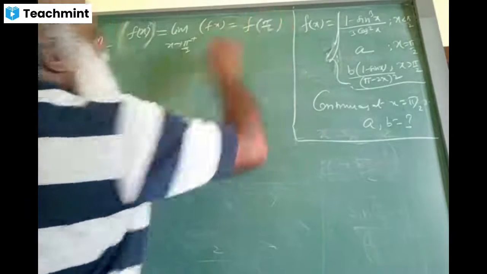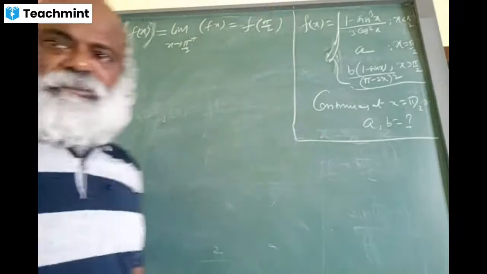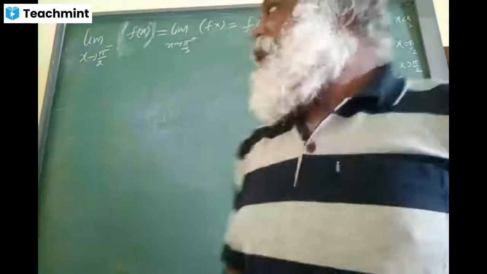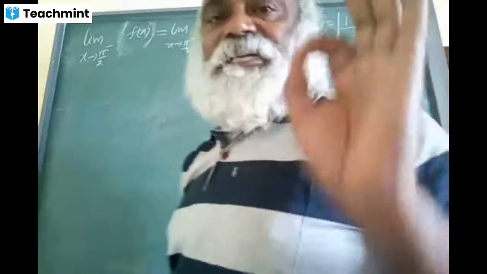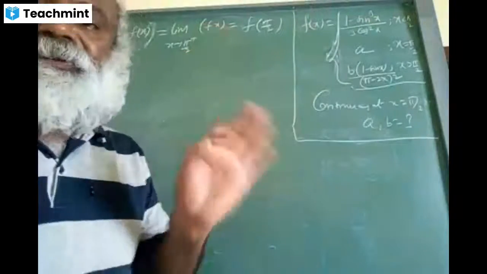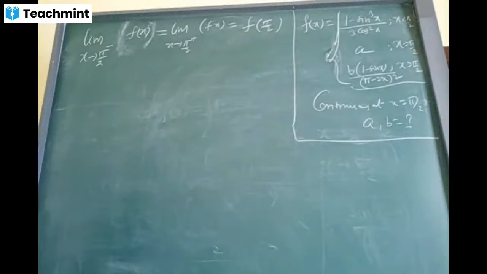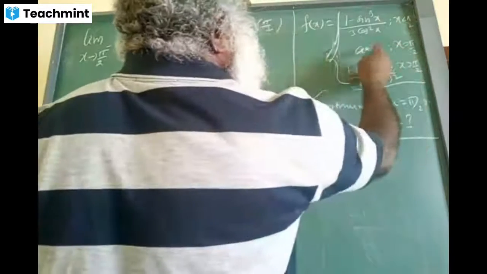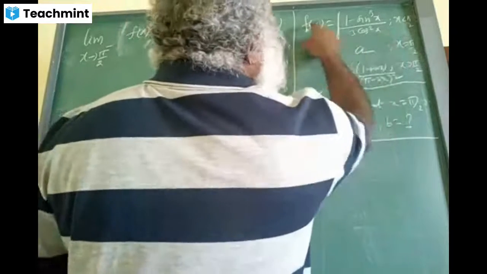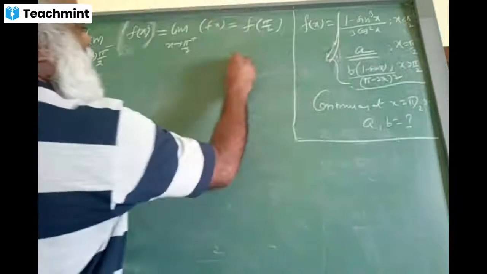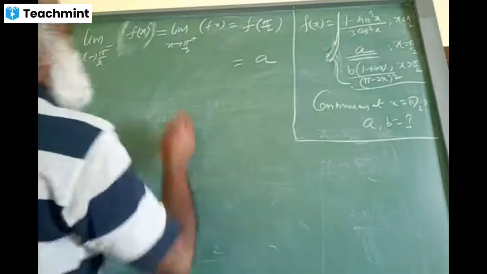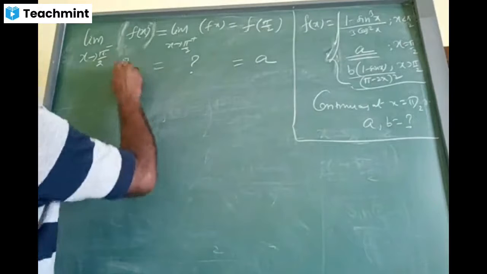So these are the three things we need to do. If I want to discuss the continuity of a function, if all three of them are equal, then I can outrightly say that the function is continuous at x equal to pi by 2. Right, friends? So at x equal to pi by 2, what is the function value? My f of pi by 2 is equivalent to a. Yes, at x equal to pi by 2, it is a. Now we need to find this and this.